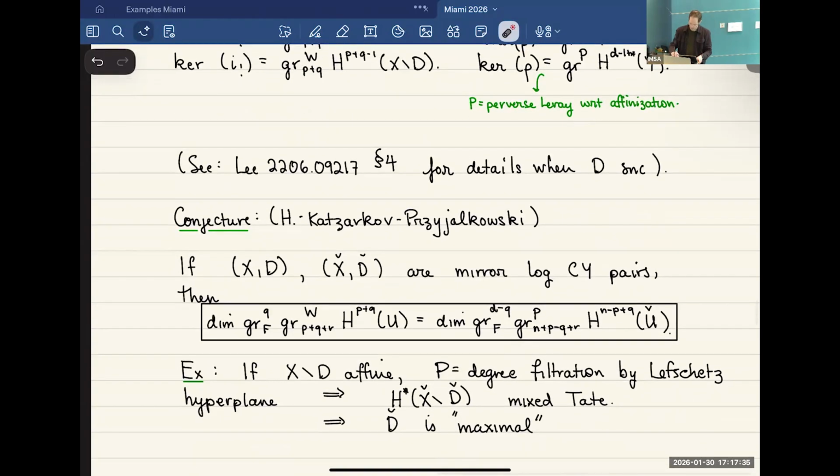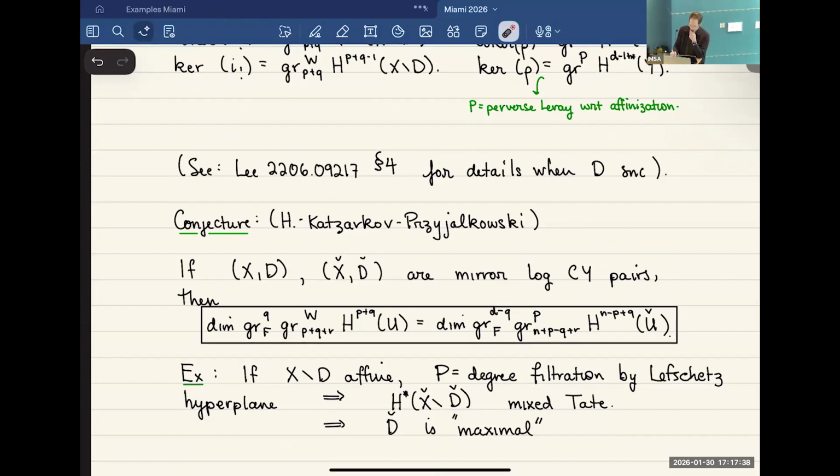Okay, so maybe just as a brief consequence of this, if I just follow through the idea, if X minus D is affine, then you can very easily compute that the perverse Leray filtration is just the degree filtration. This is a consequence of the Lefschetz hyperplane theorem.